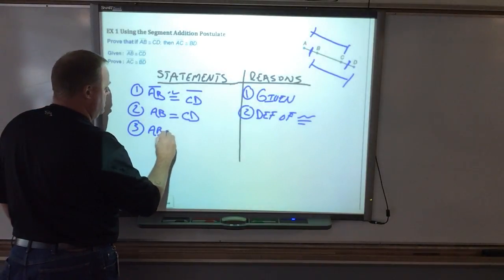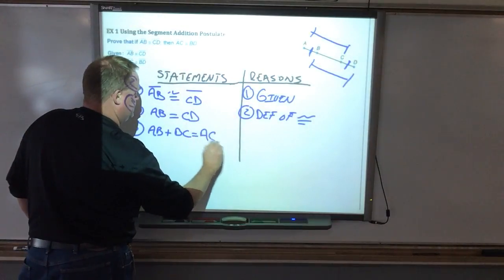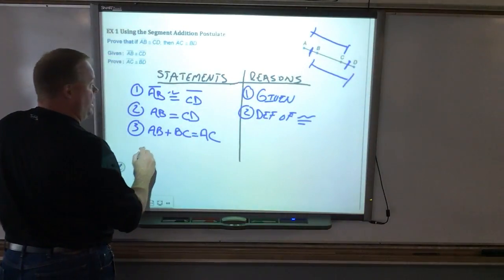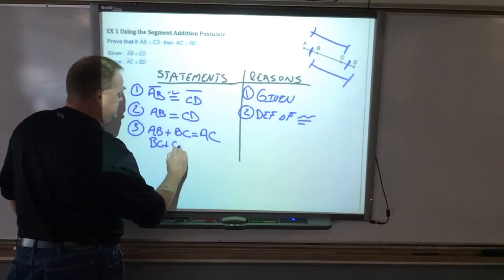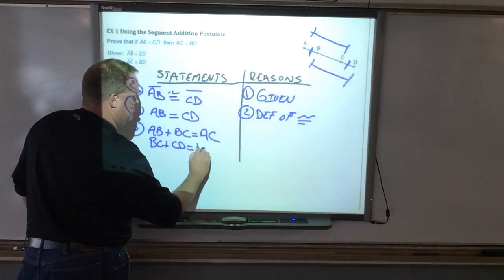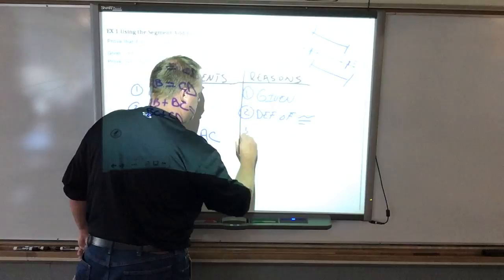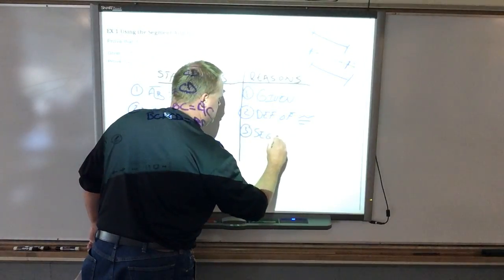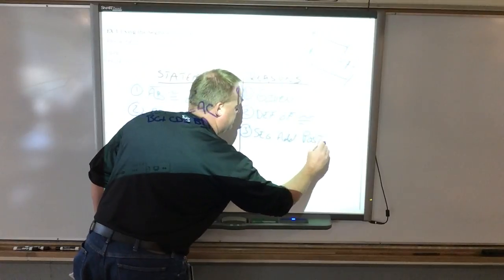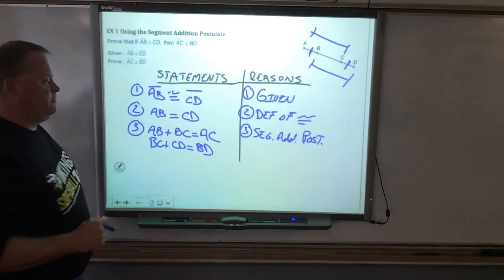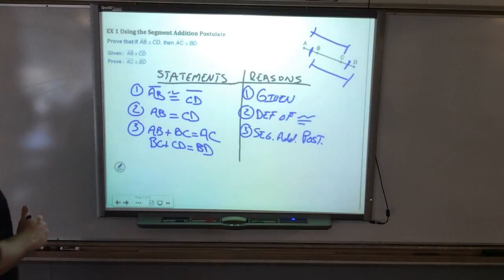AB plus BC equals AC, and BC plus CD equals BD. And once again, the reason for that is segment addition postulate. Notice my abbreviation for segment, ADD for addition, and POST for postulate.